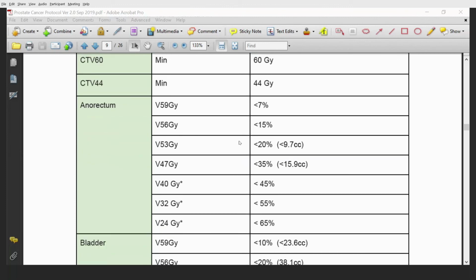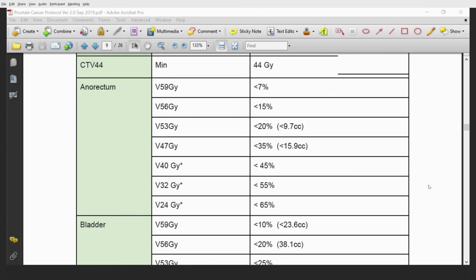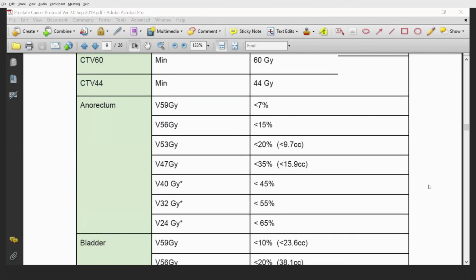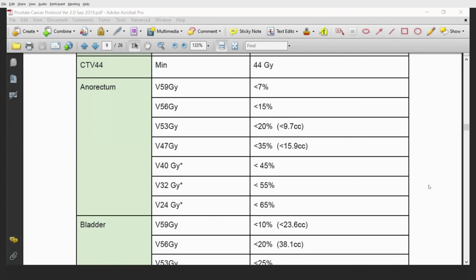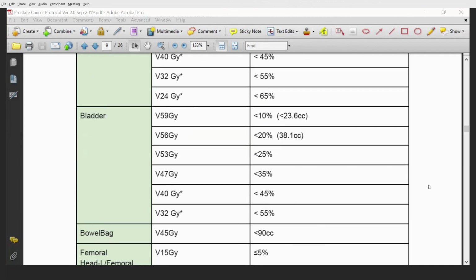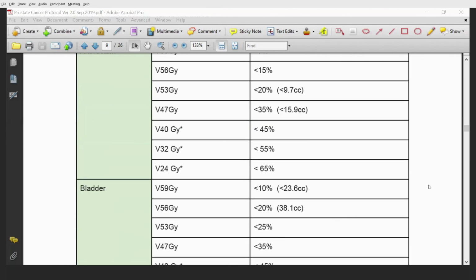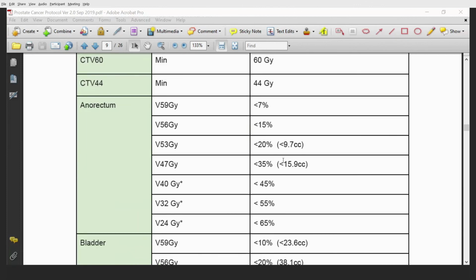So these are our dose constraints for the 60 gray in 20 fractions at the moment. Okay, so we've got dose constraints for various levels. You can quickly screenshot or take it. Sir, can you show your protocol? Can we share our protocol? Yes, we can.